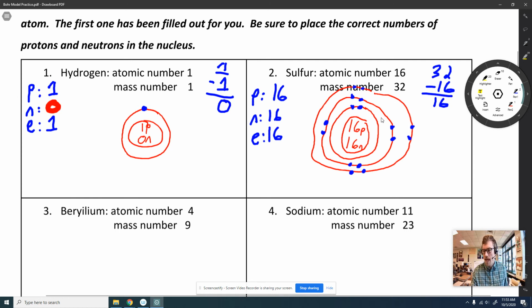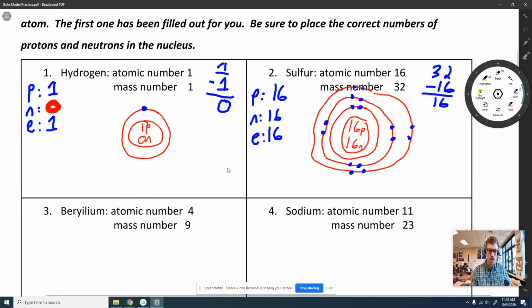Now remember that these are maximum numbers. You can have less in each of the energy levels, so you may only have like 6 in the second energy level. And also remember that you always need to work from the inside out. Okay, you always need to start from the first energy level, fill that first before you go to the second, fill that before you go to the third, so on and so forth.